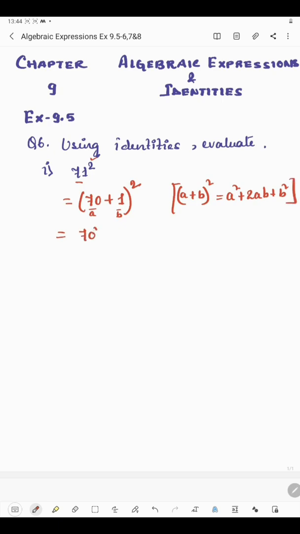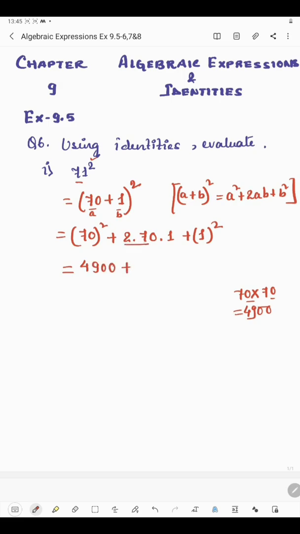So a square means 70 whole square, plus 2 into a, which is 70, and b, which is 1, plus b square, which means 1 whole square. Now 70 square means 70 into 70. We count the number of zeros first: 2 zeros are there, so we put 2 zeros. Now 7 sevens are 49, so it's 4900, plus 2 into 7, 14. One zero is there, so 140, and 140 into 1 is 140, plus 1 square, which is 1 into 1, 1. Now we will add all this: 4900 plus 140 plus 1.